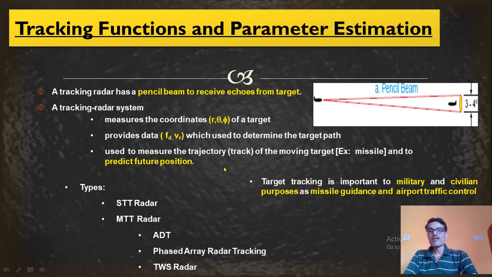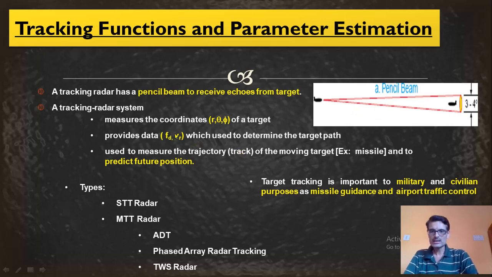Now, these tracking radars should use antennas, more commonly a parabolic reflector type of antenna. And this antenna should have a pencil beam radiation pattern. A pencil beam means a very, very narrow beam width radiation pattern. As you can see over here, it's 3 to 4 degrees of beam width. So we can track the targets by using such a pencil beam radiation pattern of the antenna.